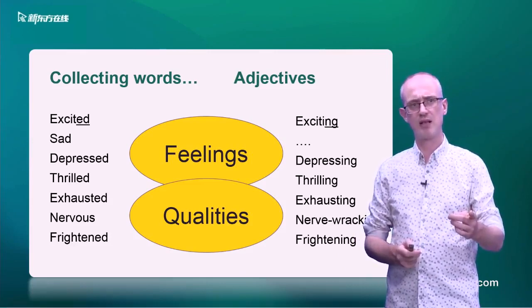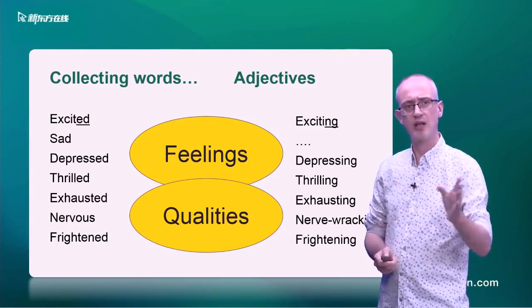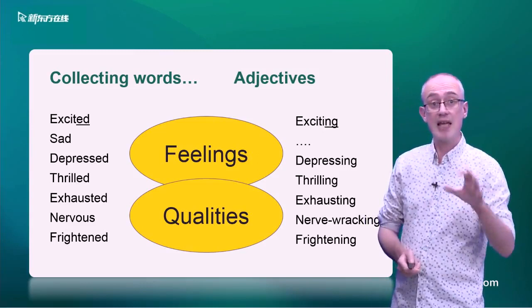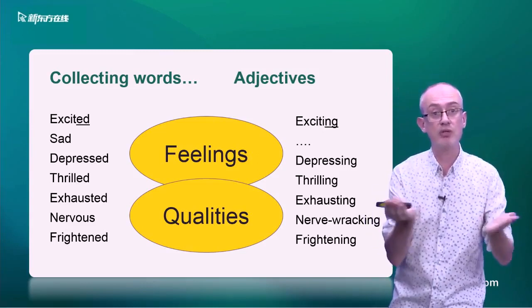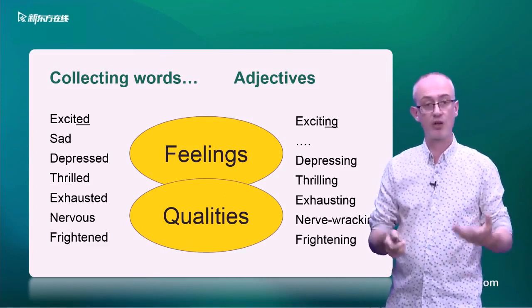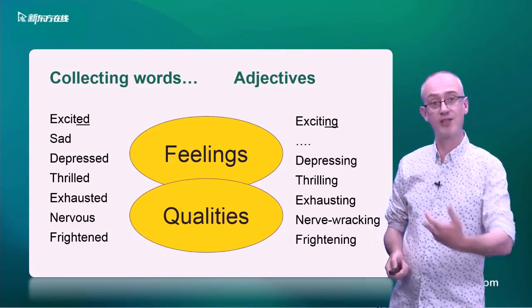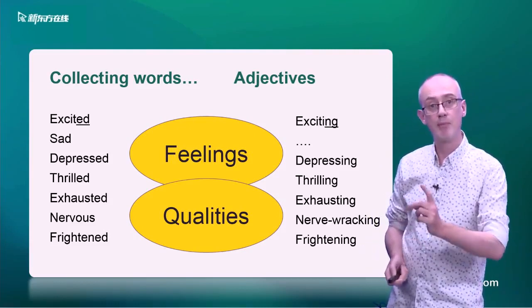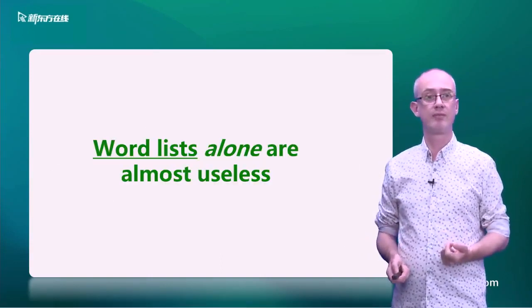Like this? Excited, exciting, sad, depressed, depressing, thrilled, thrilling, exhausted, exhausting. Yes, it's really important to make sure you get the 2 different types of adjectives correct, to describe how you felt and to describe the quality of something. But is this a good way to collect words?